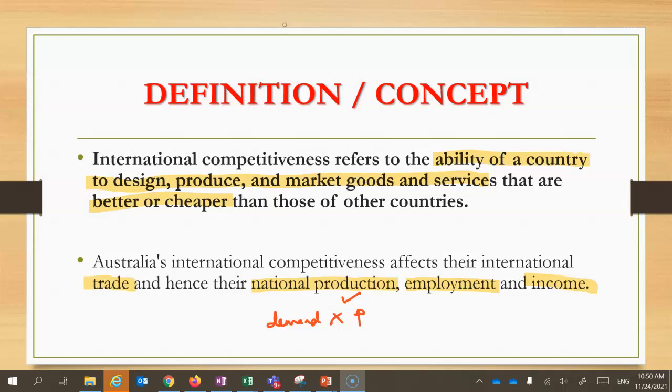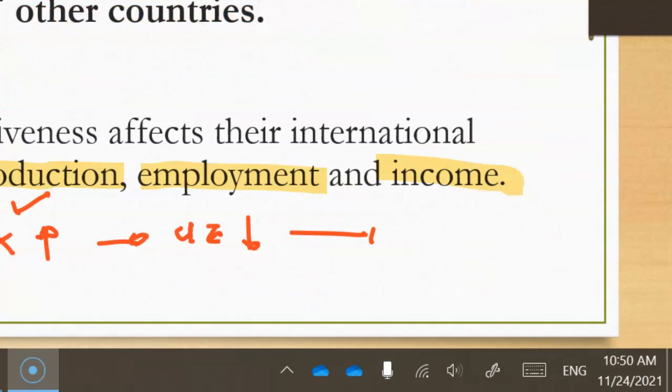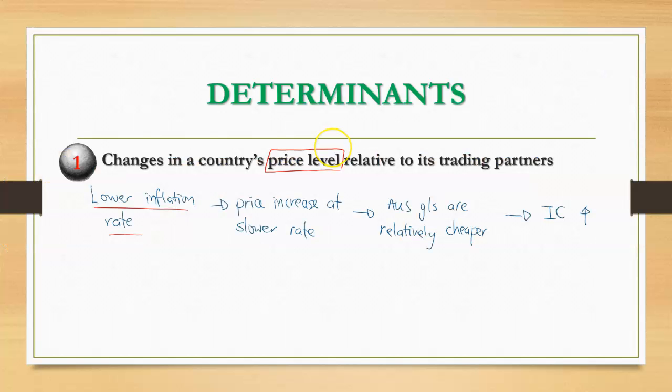And if demand for your product is higher, of course more labor, more workers will be needed, and therefore the unemployment rate will fall. And of course ultimately everyone will earn a higher level of income. So that's how we look at international competitiveness.